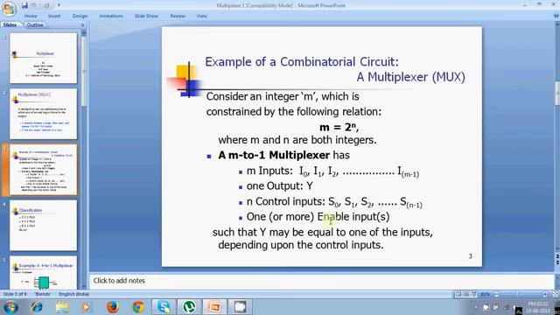Besides this, there is another input pin which is the enable input. Enable input is used to enable the multiplexer and disable it. That means when we connect a logic 1 at this input, then the multiplexer is switched on, and when we provide a logic 0 at this input, the multiplexer will be off.